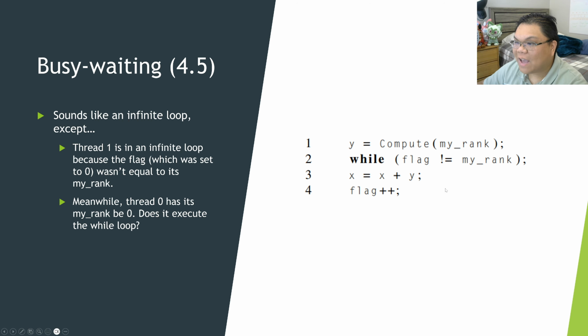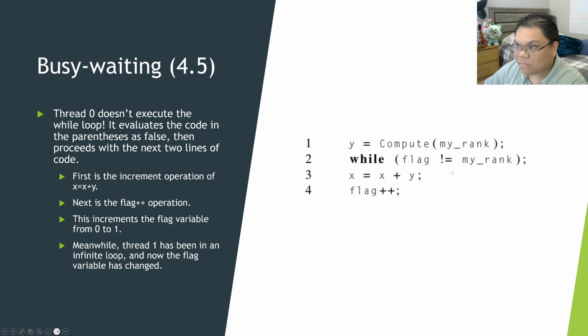Meanwhile, thread 0 has its rank be 0. What happens? Well, here's what happens. Thread 0 has a rank of 0, and the flag is 0. 0 does not equal 0, evaluates to false. So it doesn't end up doing this check over and over again. So now it's free to increment x by y, and then it increments the flag variable by 1.